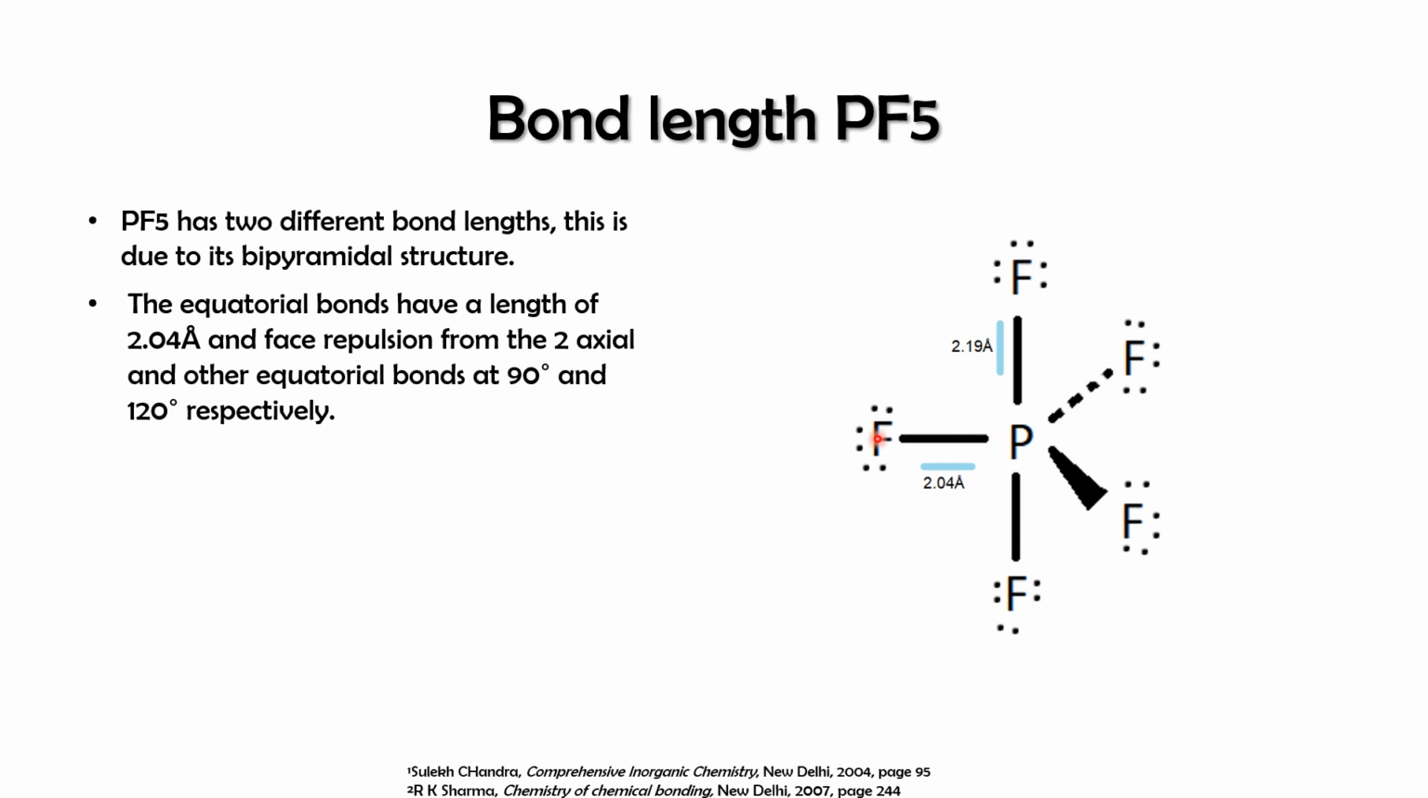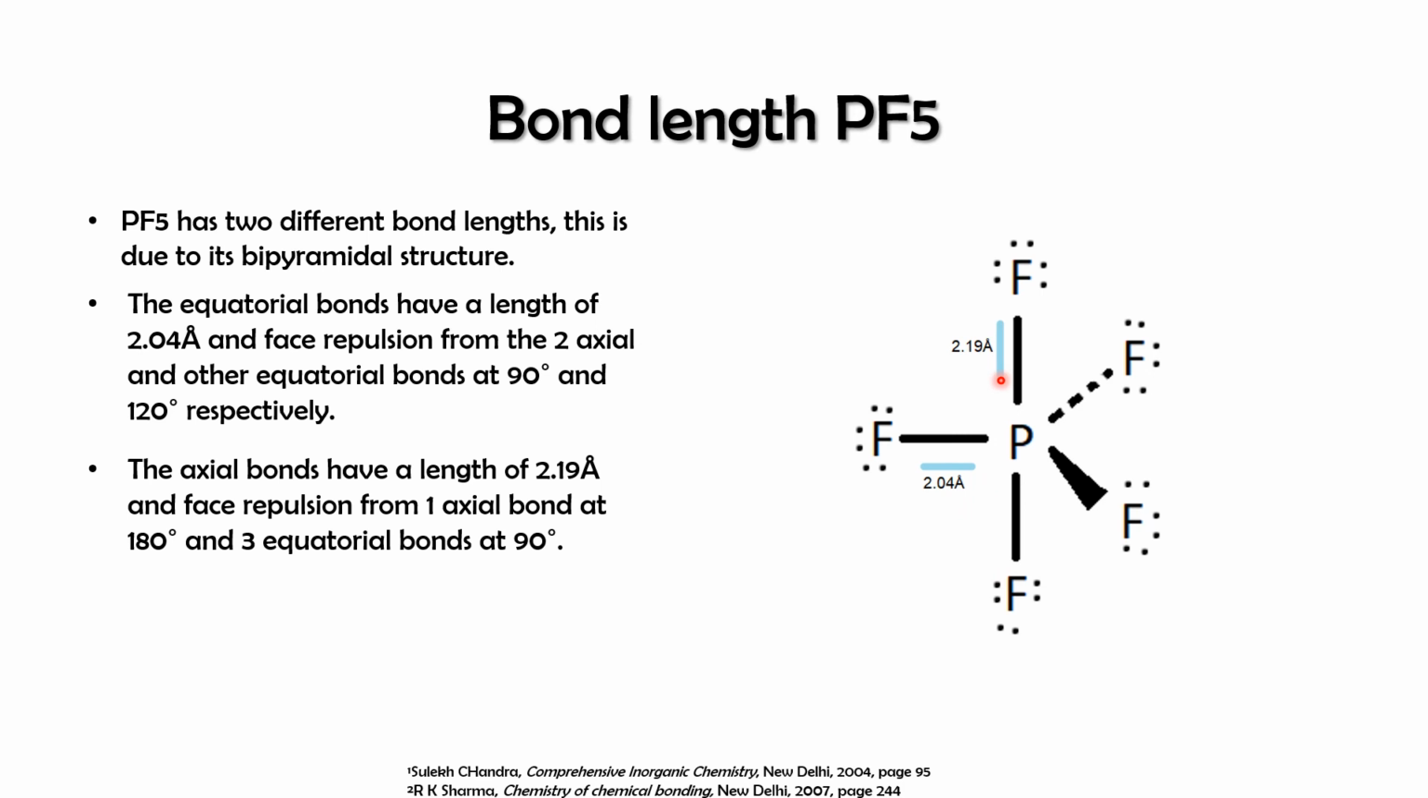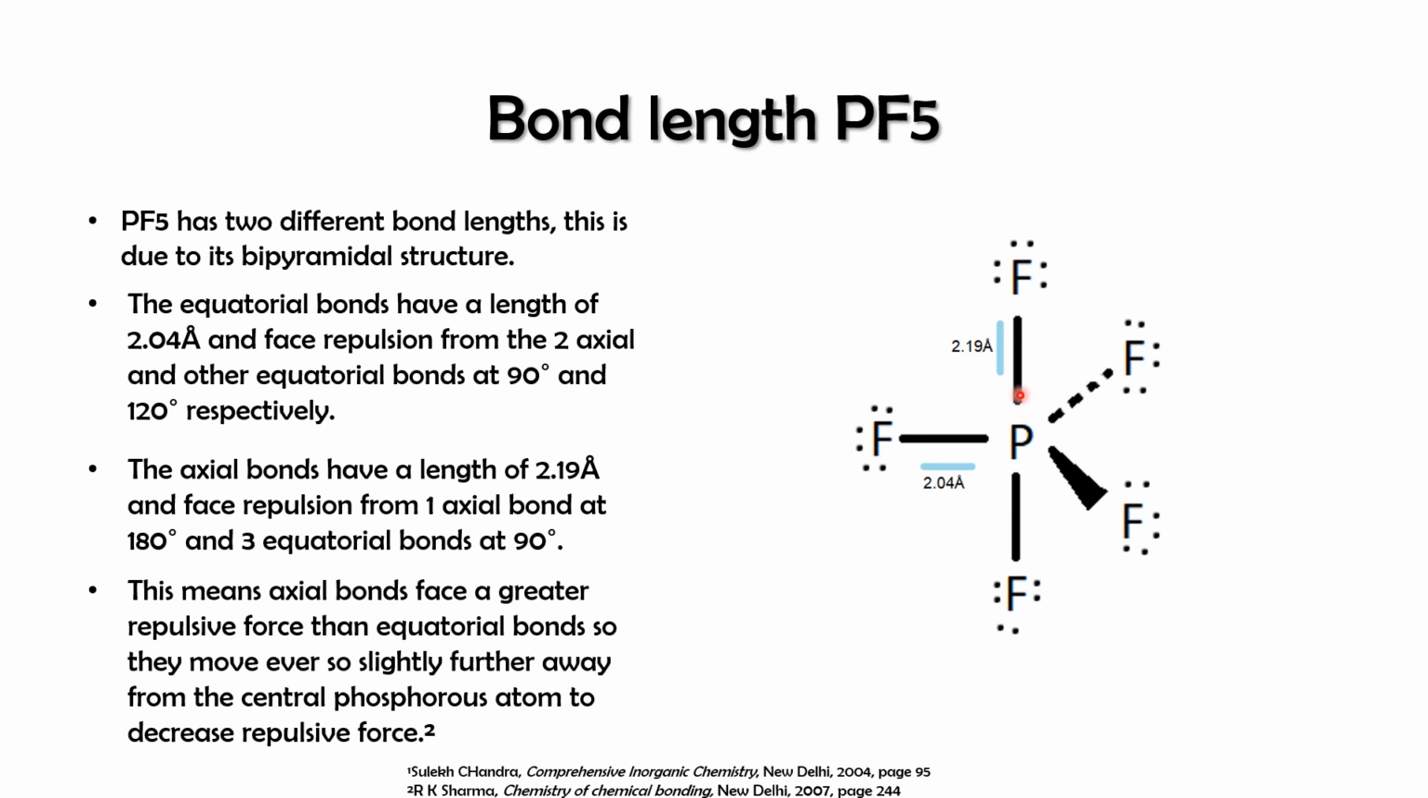The equatorial bond faces repulsion at 90 degrees from both of the axial bonds, and at 120 degrees from two of the other equatorial bonds. However, the axial bond actually faces more repulsion, as you've got repulsion at 180 degrees from the other axial bond, and at 90 degrees from the other three trigonal planar bonds, the equatorial ones. So this means that this bond slightly lengthens to decrease the repulsive force.